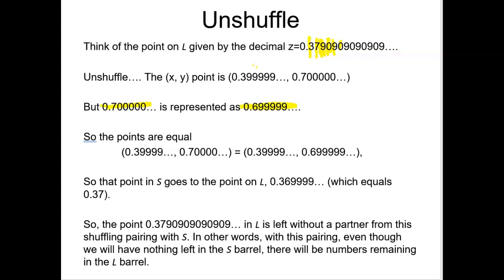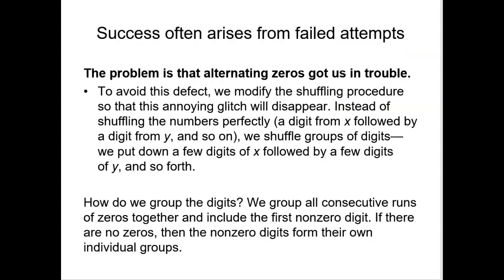This point, remember that this is the X. This point XY is actually the same as this point XY because these two values are the same. So if we have a point S that goes to this point, 3.6999, it's the same as going to 3.7. And so it gets lost. So this point here, 3.79090, is left without a partner from the shuffling because of that duplication. So even though we will have nothing left in the S barrel, there will be numbers remaining in the L barrel. So we need to not panic, right?